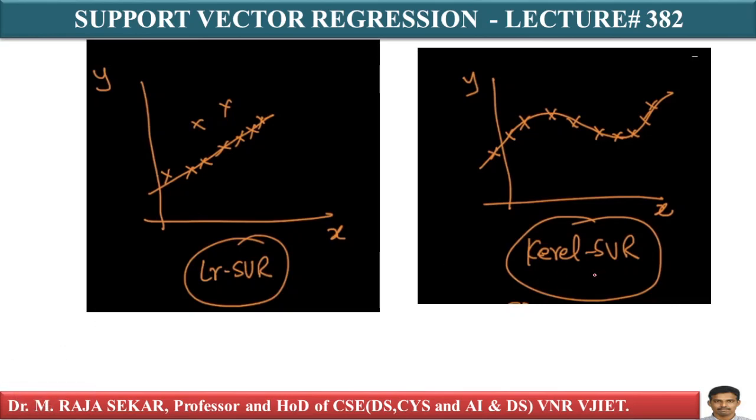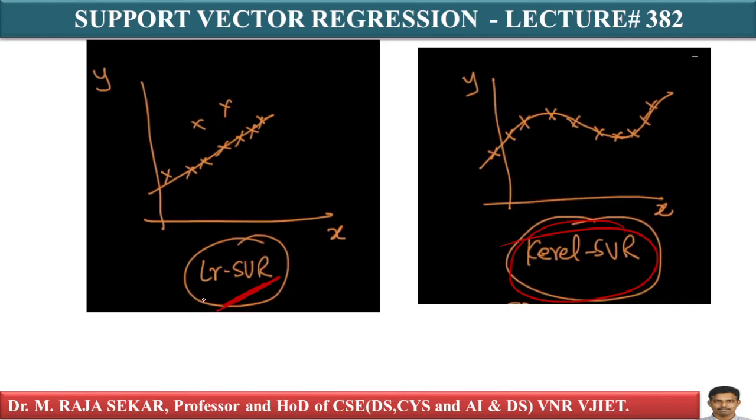Kernel SVR means what? What is kernel? If you have any curve like this, you can fit with kernelization. That's why I am writing here kernel SVR. You can fit with kernelization because kernel SVR can fit any non-linear shape, while linear SVR can fit planes or lines. Here epsilon is your hyperparameter.